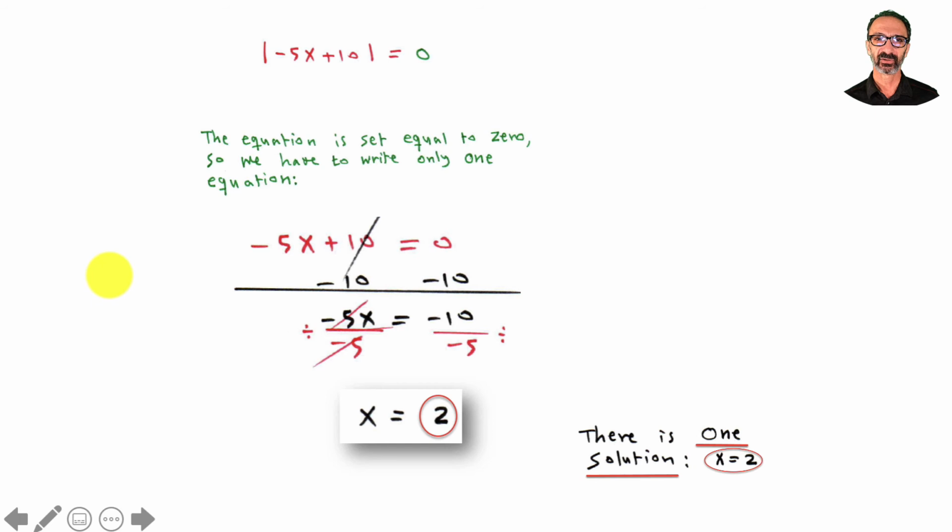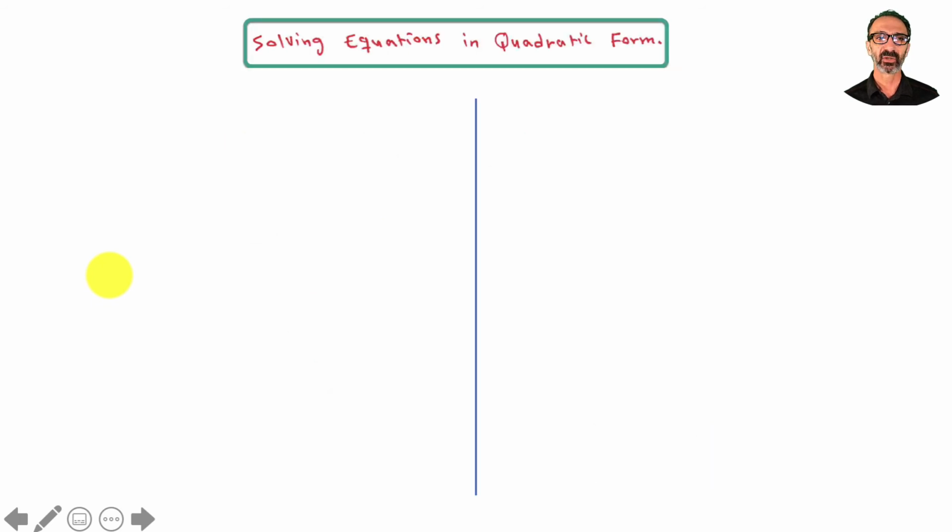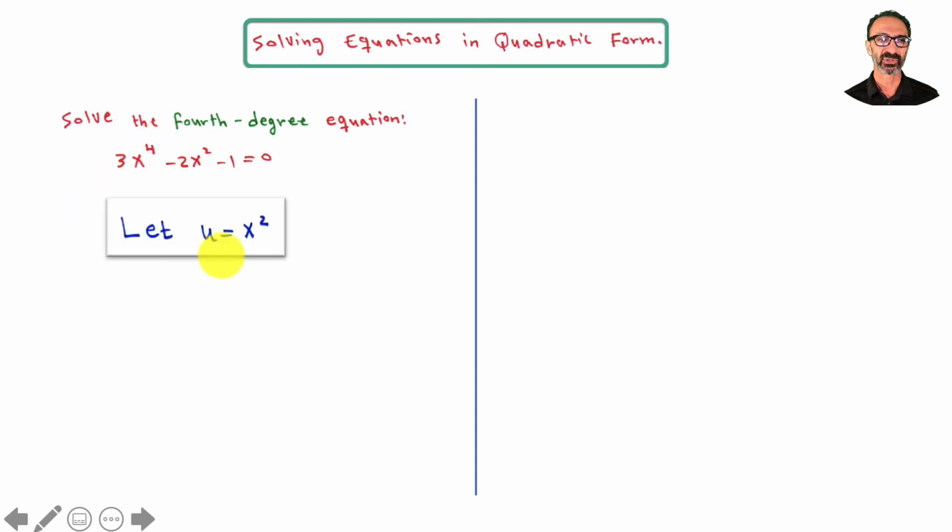Here's something different. Solving equations in quadratic form. Solve the 4th degree equation. This is a 4th degree. How do you handle it? Well, I could say this is x to the second and this is x to the second to the second. So in other words, I could use substitution and call x to the second another name, which is called u.